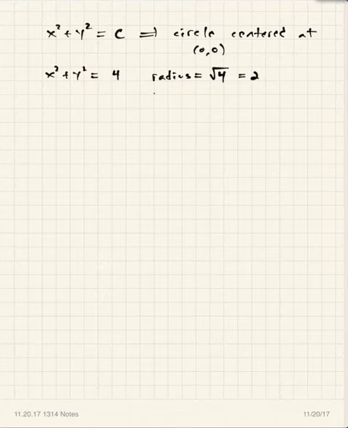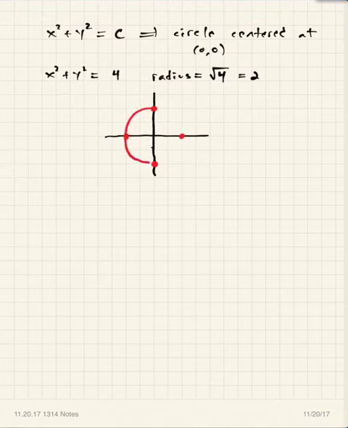And it's a very easy equation to graph. You know that the center is at 0, 0. Remember, we said on the previous screen that equations in this form always have a graph that's a circle centered at the origin. So this would be a circle centered at the origin with a radius of 2, like this. Right? Pretty easy to sketch the graph.